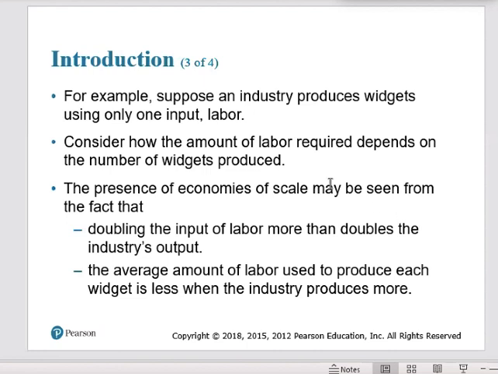Now, let's look at the example that the textbook gives us. For example, suppose an industry produces widgets using only one input, labor, and consider how the amount of labor required depends on the number of widgets produced. The presence of economies of scale may be seen from the fact that doubling the input of labor will more than double the industry's output. The average amount of labor used to produce each widget is less when the industry produces more.